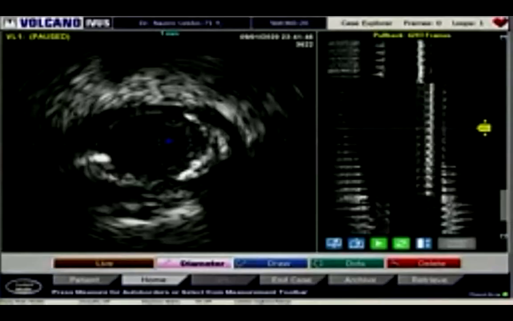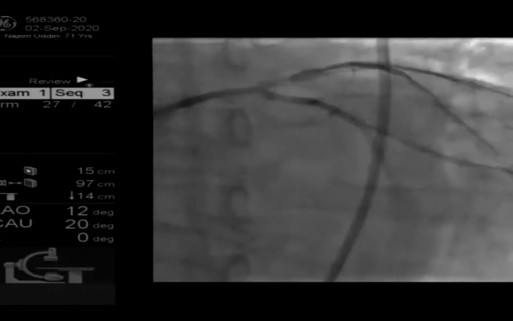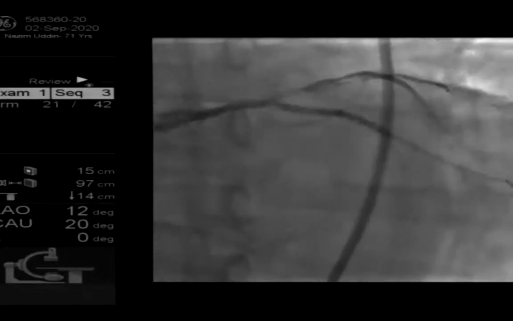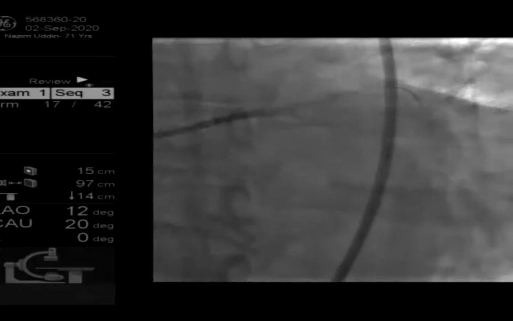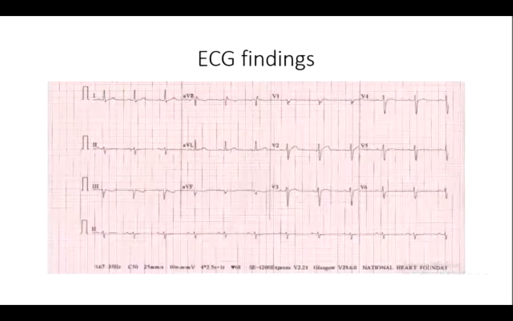Can you please show me the angiogram also? Yes, please. We will show you the angiogram right now. Please go to the first view, the angiographic view. When they did the angiogram on the Saturday, when we did the presentation, can you show us the angiogram before wiring? Yes, please. Go.